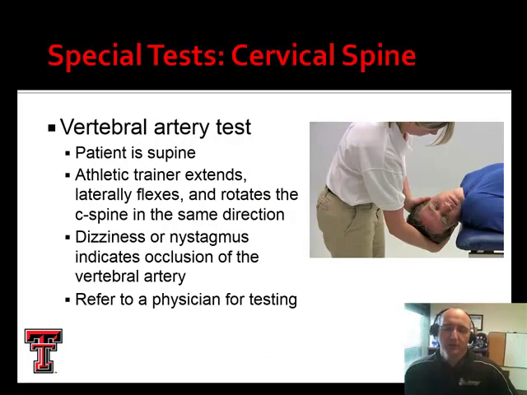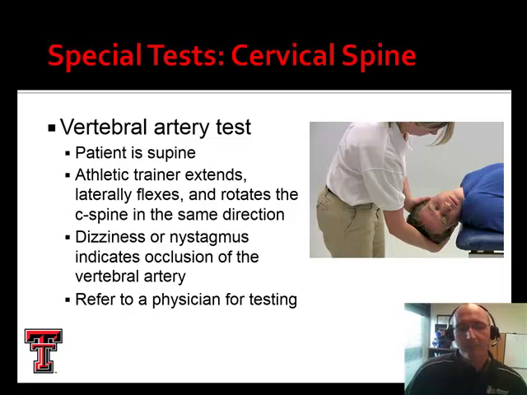One test we'll do before any kind of traction or manual therapy, which is kind of beyond the scope of this course, but you may see if you go out and observe an athletic trainer, is a vertebral artery test. This will tell us whether or not there is a circulatory component to their neck pain. So we put them off the edge of the table, extend them and rotate them, and we palpate their pulse.